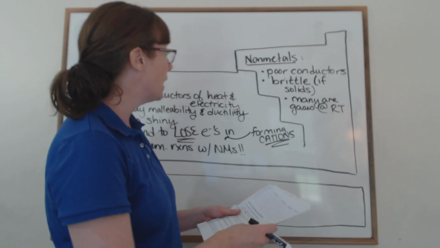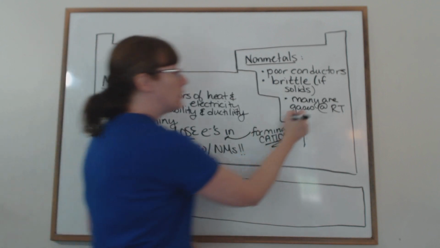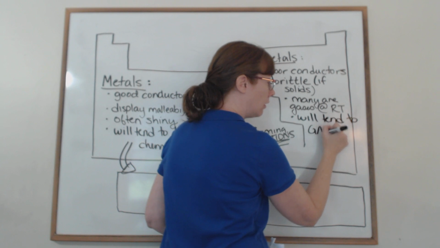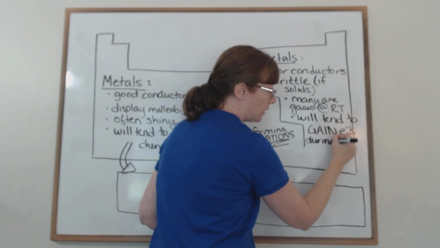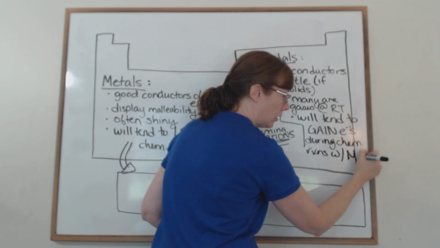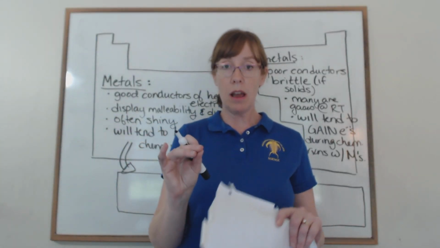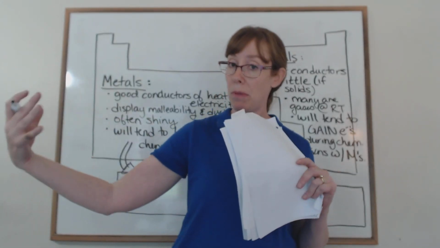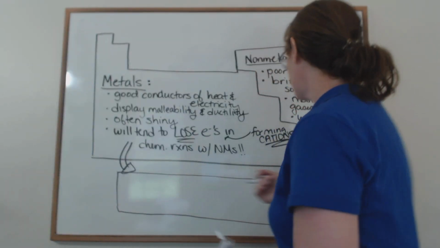And then what else do we want to say about nonmetals? Exact opposite. Nonmetals will tend to gain electrons during chemical reactions with metals. It's just like the chlorine was. He was a nonmetal. He gained the electron, and that's what nonmetals will tend to do when they're paired with a metal. They will be the one who receives the electron.